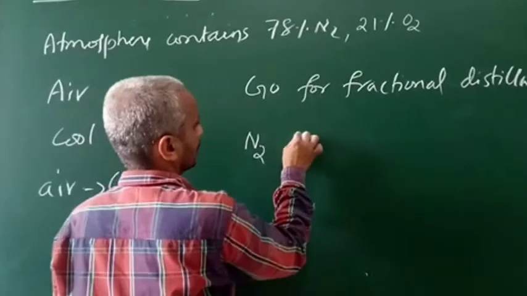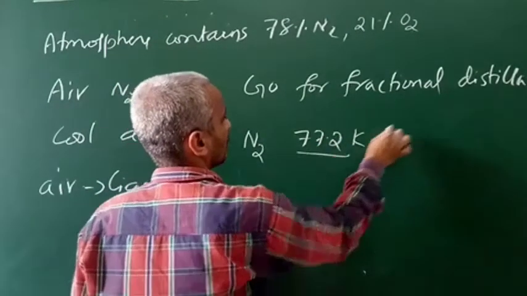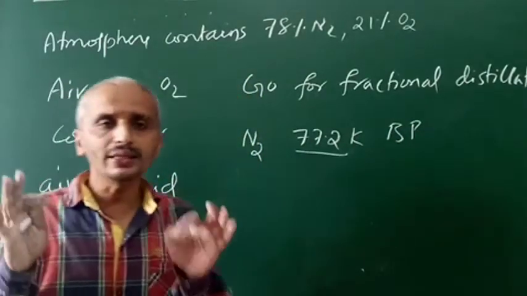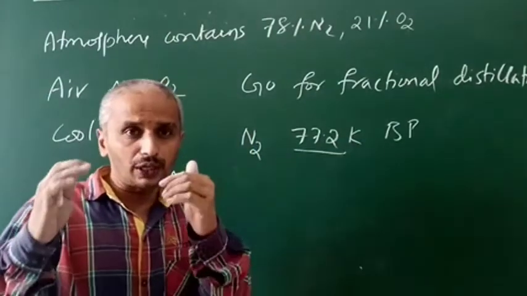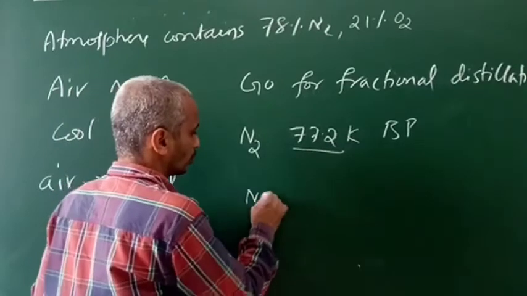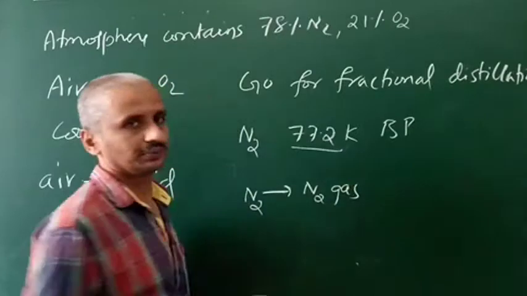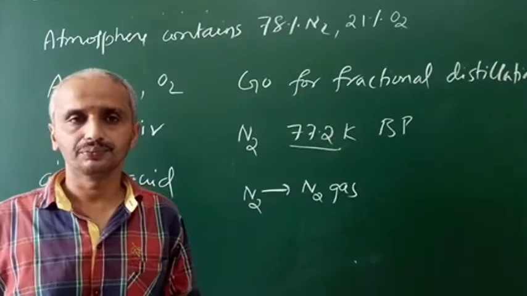Dinitrogen has 77.2 Kelvin as the boiling point. So when the 77.2 Kelvin temperature is reached, nitrogen goes out as nitrogen gas. Collect it. What remains will be the oxygen.